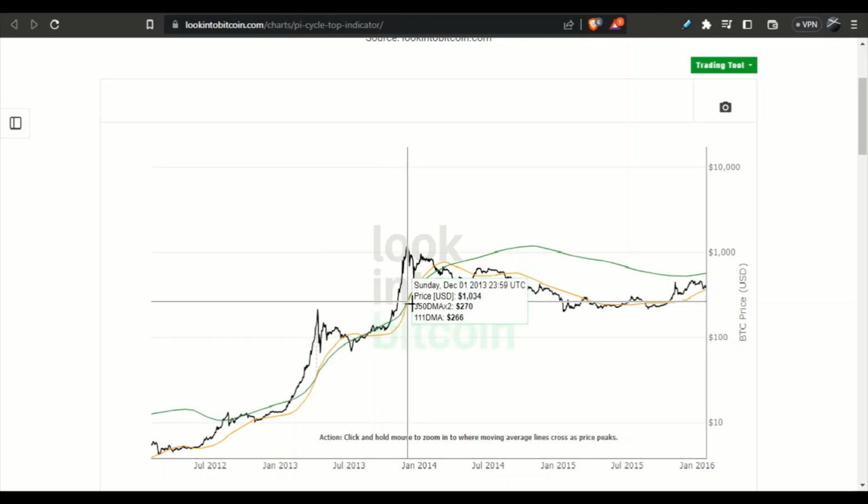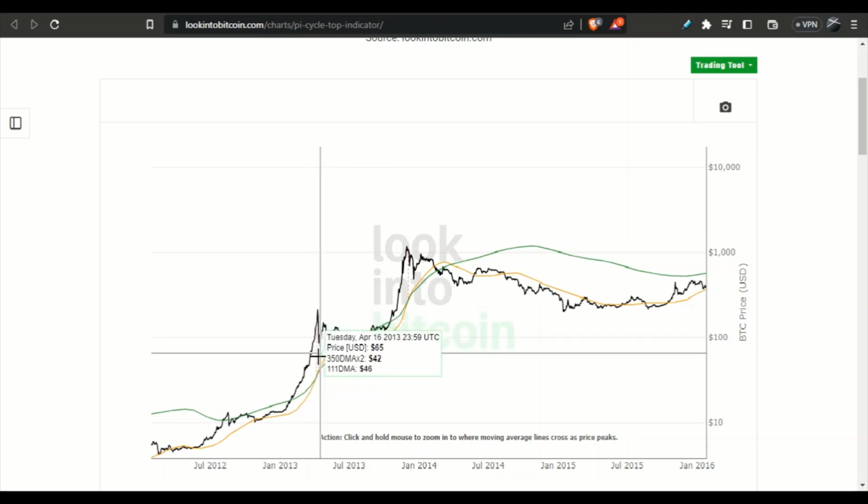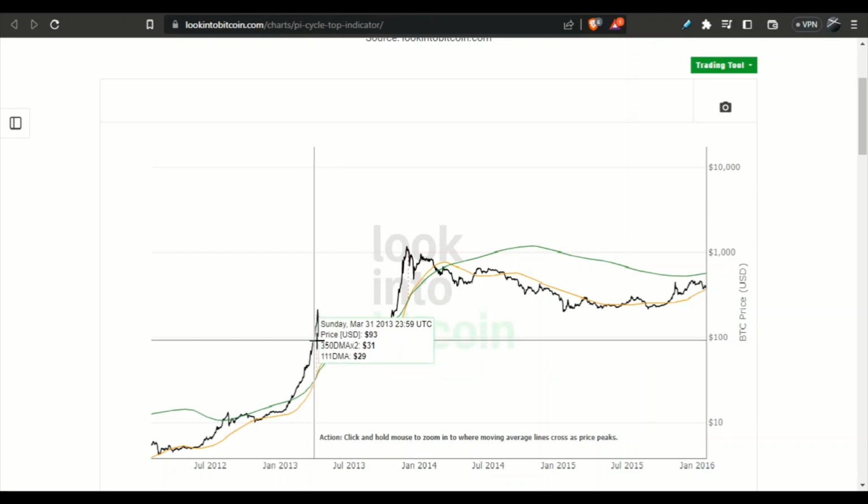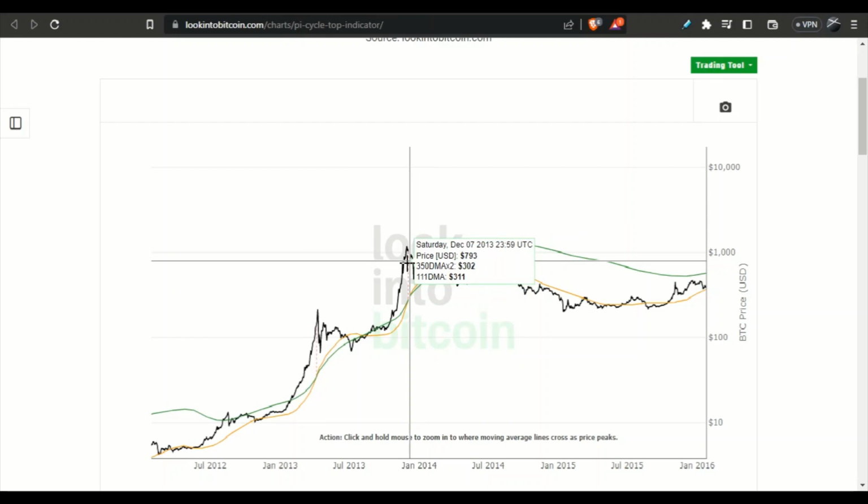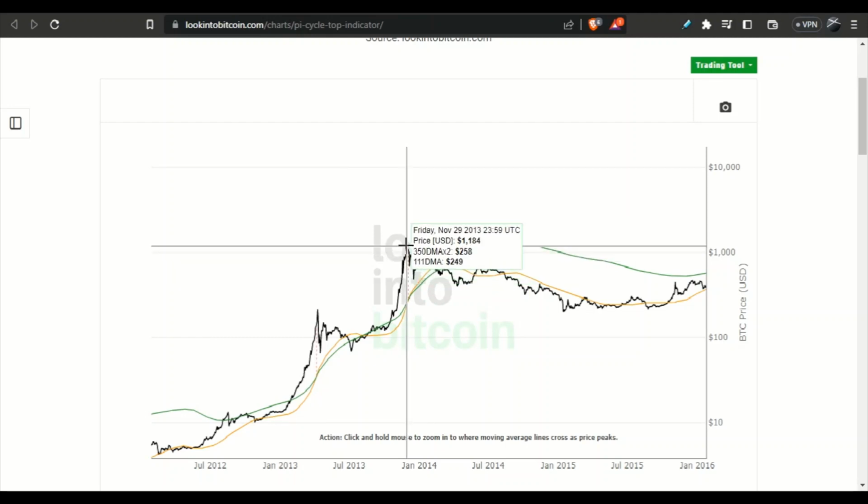Next time it crossed was on December 1, 2013, and that was only 1 day after we had the local or all-time high back then. So here started to shape up. 3 days after a local top, 1 day after an all-time high.